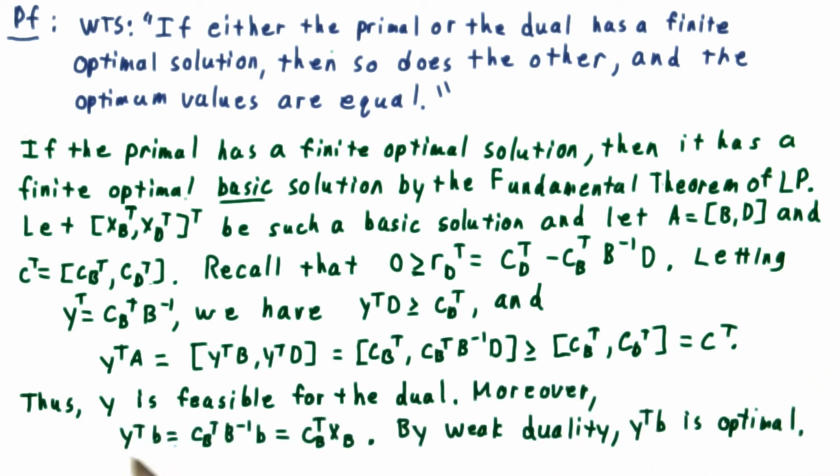Moreover, y transpose b, that is the objective function for the dual program, is equal to c_B transpose times B inverse times b. But B inverse b, that's equal to x_B. And c_B transpose times x_B was the value of the objective function for the primal. So these are equal, and then by weak duality, it follows that our choice of y is optimal.